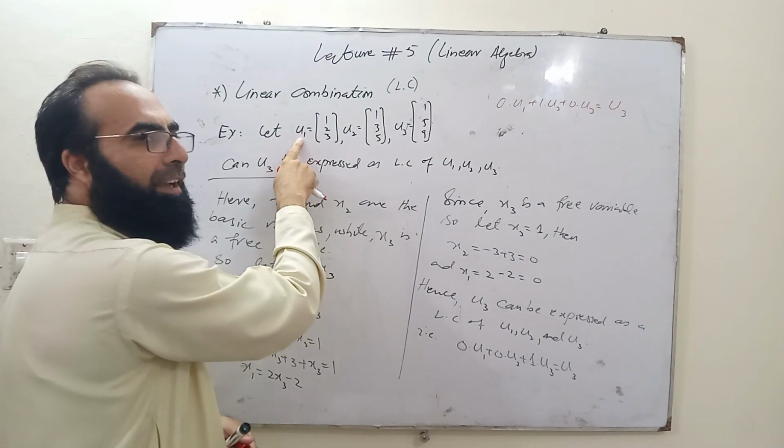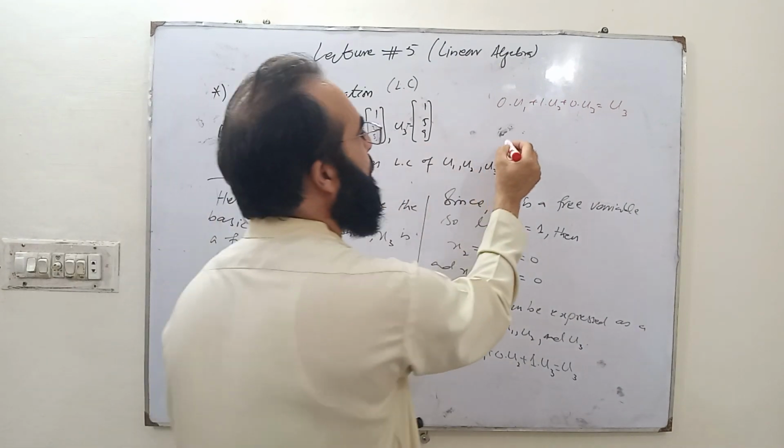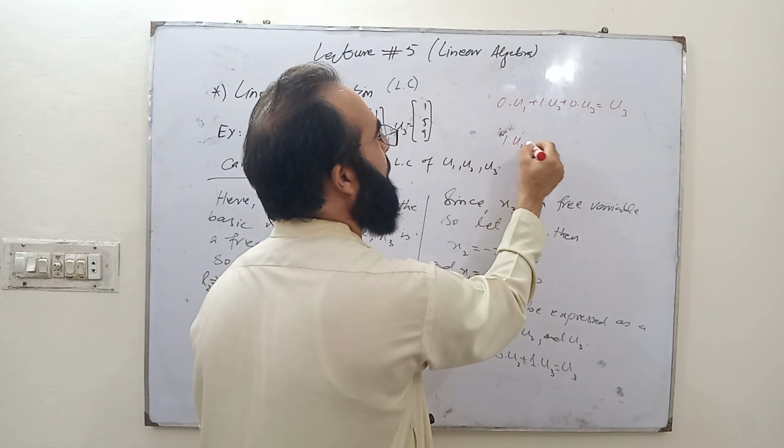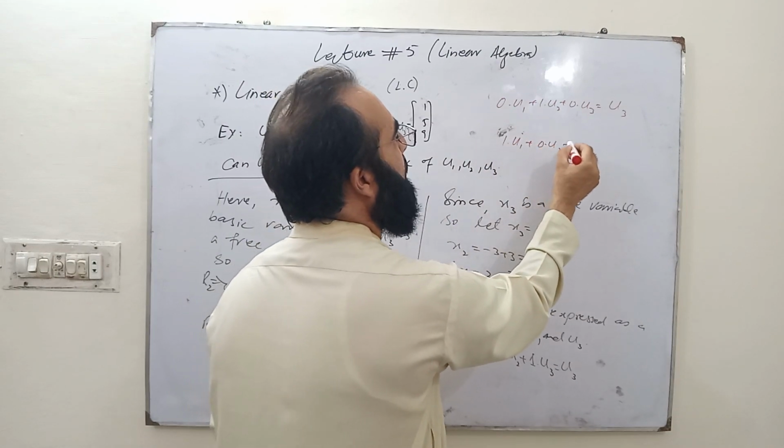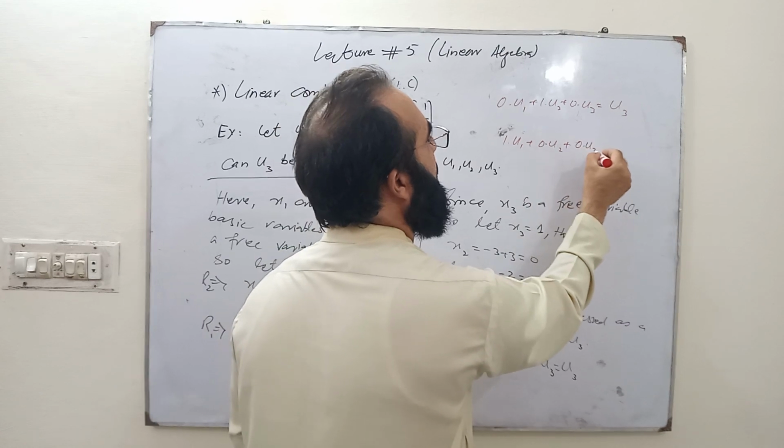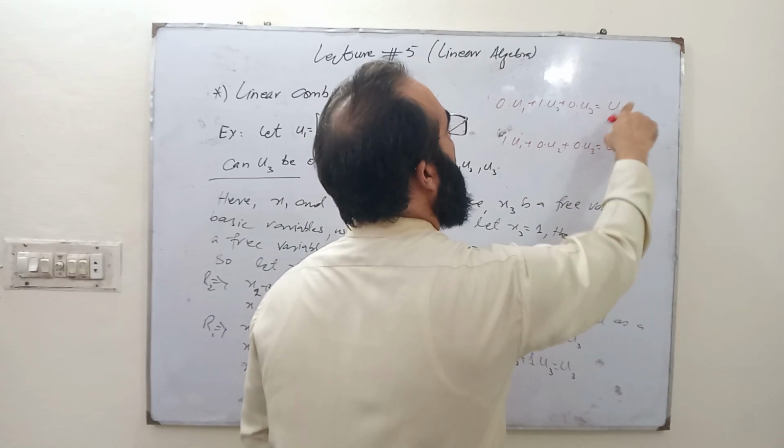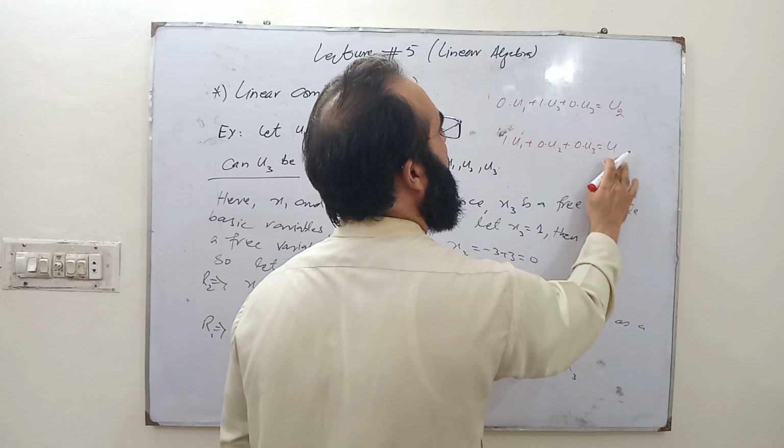Similarly, you can express u1 also. So u1 can be written as 1 times u1 plus 0 times u2 plus 0 times u3 is equal to u1.